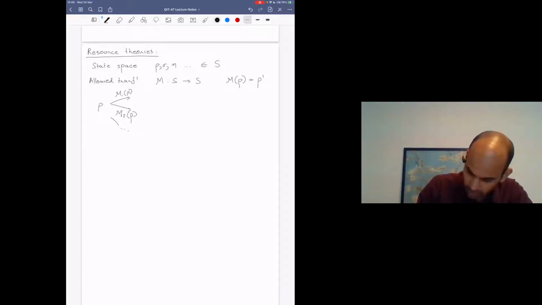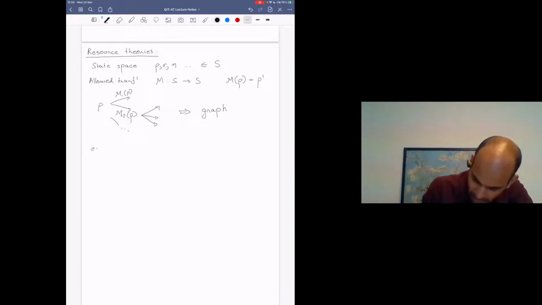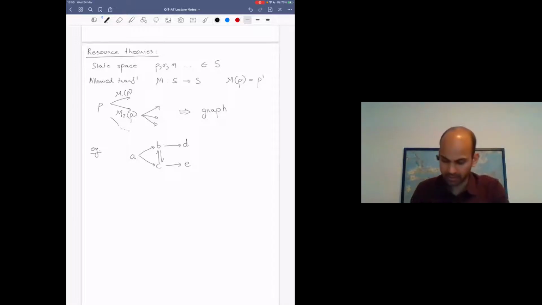And of course, then you can go from these states to other states via the allowed transformations, and you end up with a graph that gives you the set of all allowed transformations. So for example, a very simple artificial graph that I can draw is, consider a state that I label A, that can be taken both to B and to C, and these can be converted to each other. B in turn can be converted to D, C can be converted to E, and that's it. Okay, so this is a graph.